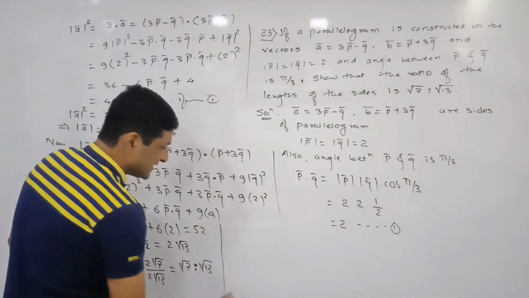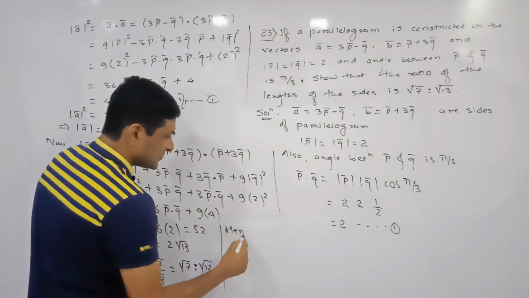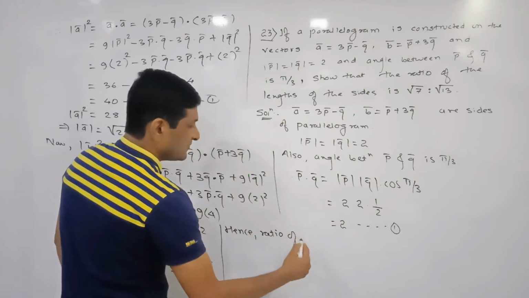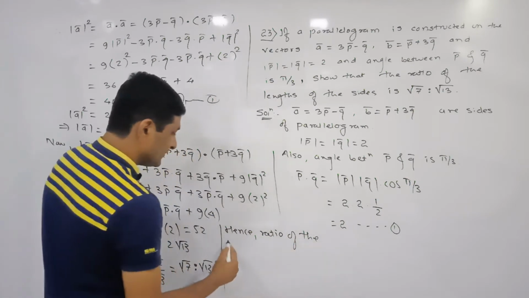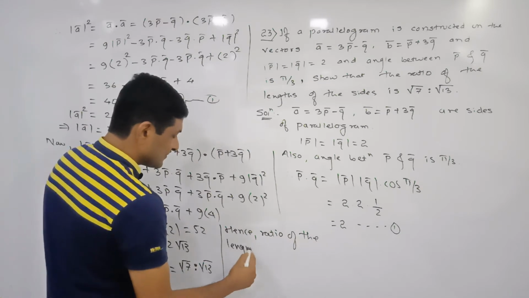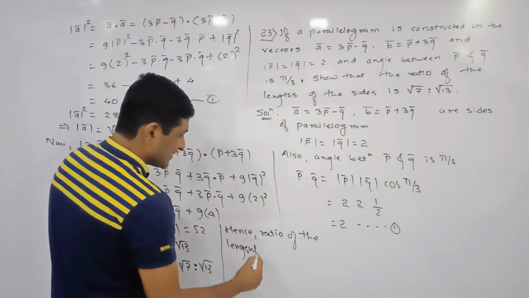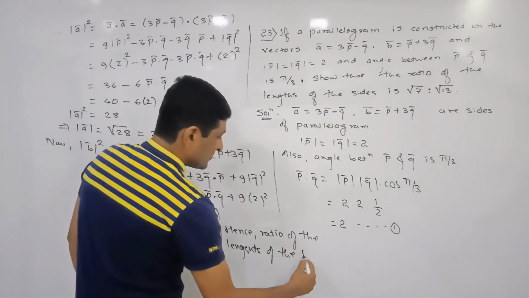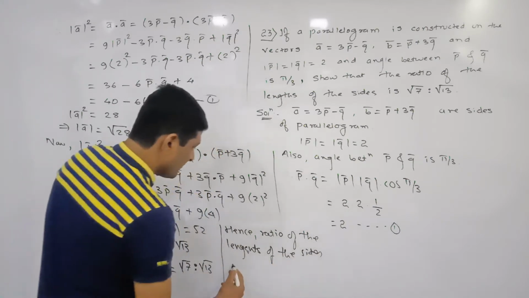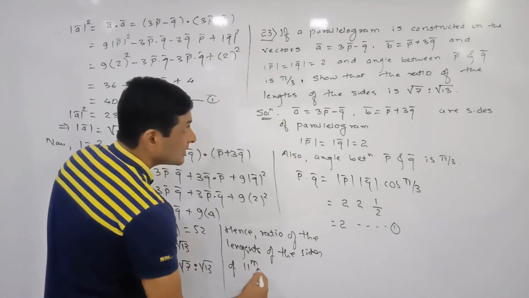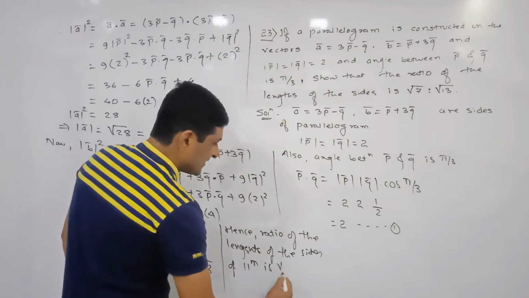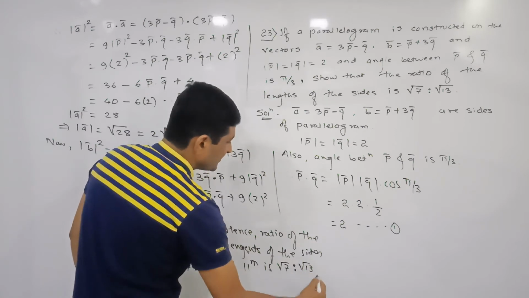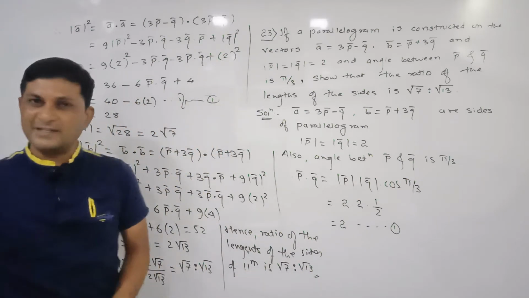So hence we can say that the ratio of the length of the sides of the parallelogram is root 7 is to root 13. In this way we have got our required result.